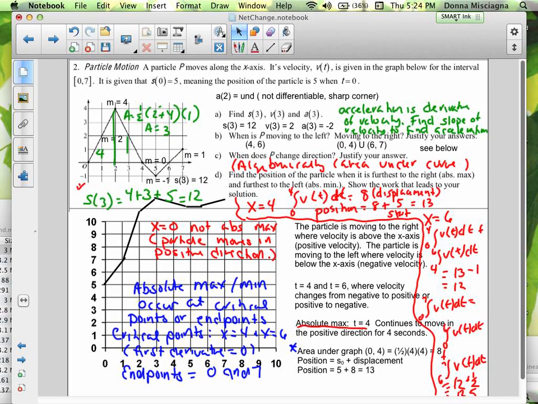When are we farthest to the left? Well, the farthest to the left we get, let's see. So we start off at 5, right?